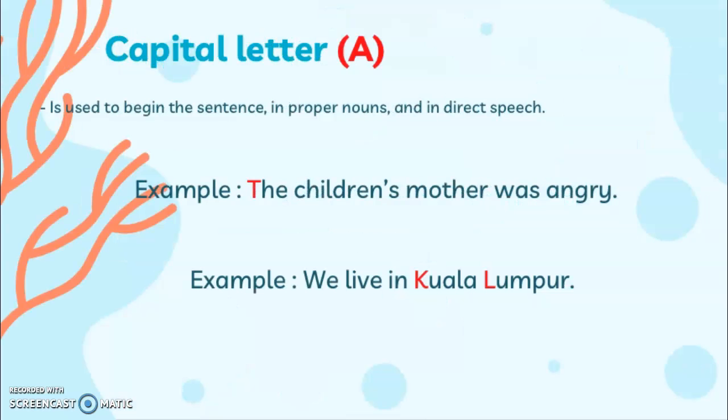Okay, next one, capital letter. This is a very basic thing that you should know, but many of you are not aware of it. So it is used to begin the sentence, in proper nouns and indirect speech. For example, the children's mother was angry. So this is the beginning of the sentence. The first letter of the first word in every sentence should be written in capital letter. Or you can see the second example, we live in Kuala Lumpur. So Kuala Lumpur is a proper noun. That's why you have to put capital letters for the initial words.